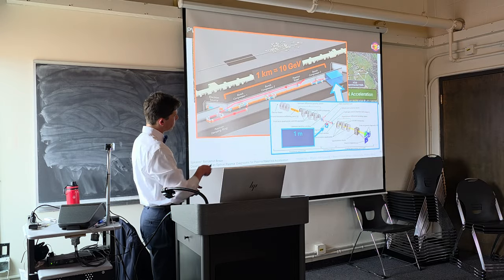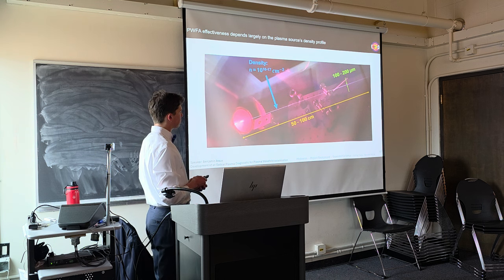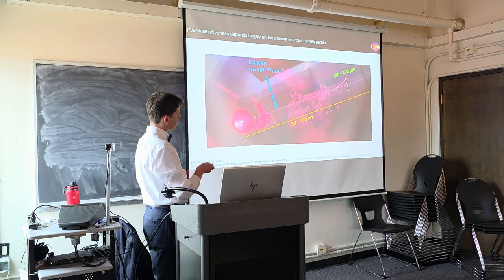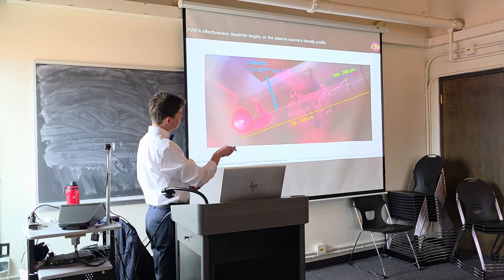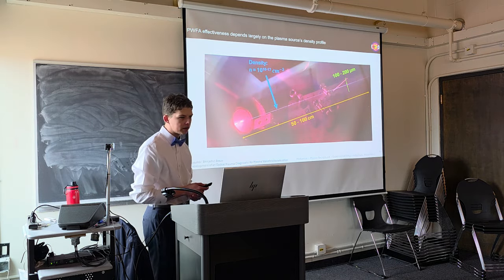Now, the effectiveness and the quality of the electron bunches coming out of plasma wake field acceleration depends largely on the plasma source's density profile. So the density profile consists of both the plasma's density, of course, which we approximate in plasma wake field acceleration is often around 10^16 or 10^17 particles per centimeter cubed. And then it also consists of the dimensions of that plasma filament. So a length of about 50 to 100 centimeters and a width of about 100 to 200 microns.